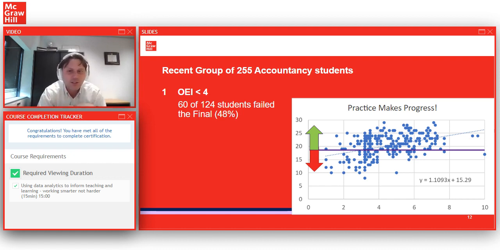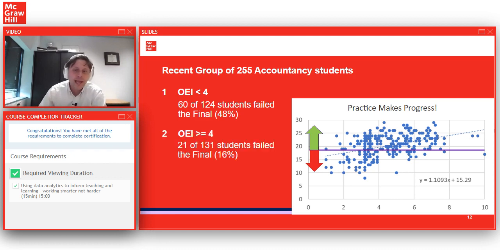And here we did also an analysis, and you can see that for the students with a lower online engagement indicator, about half of them fail. And if their online engagement indicator is higher than 4, then 5 in 6 pass, so 1 in 6 fails. So we go from a failure rate of basically 1 in 2 to a failure rate of 1 in 6.